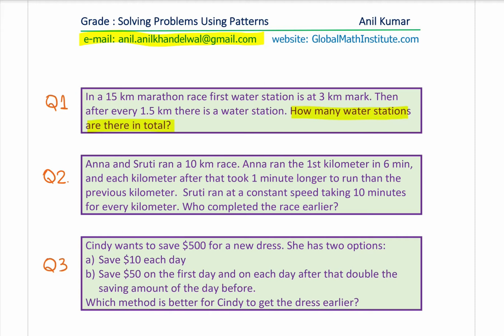Well, we are given that there is a 15-kilometer marathon race. The first water station is at the 3 kilometer mark, right? Then after every 1.5. So that is how the pattern grows. You can think about writing it in your mind like this: the first mark is at 3 kilometers, and then what do we do? We add 1.5 and get the next one, which is at 4.5. And then again, we add 1.5 to get the next one, which is how much? When you add 0.5, it becomes 5, and then 1 makes it 6, 6.0.